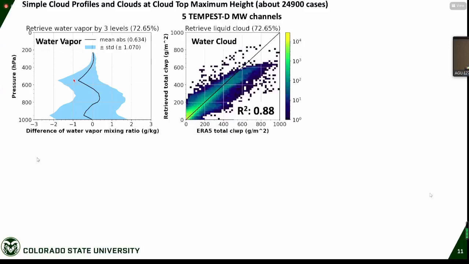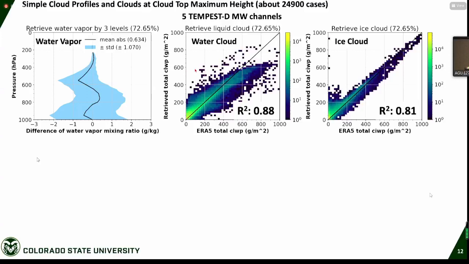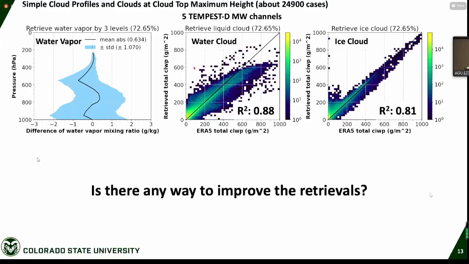The next figure is the result for water cloud. The x-axis is the total cloud liquid water path from ERA5, and the y-axis is the retrieved value. As we can see, the results show a quite good 1-to-1 relationship, and the R-squared value is almost 0.9. This is the similar result for ice cloud, and the R-squared value is 0.8. It's not bad. The next question is, is there any way to improve the retrievals?